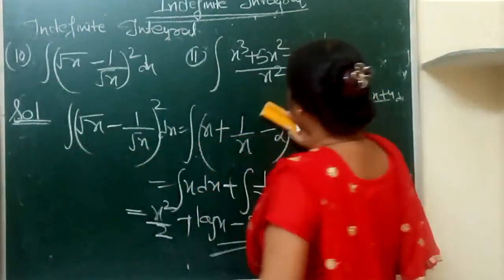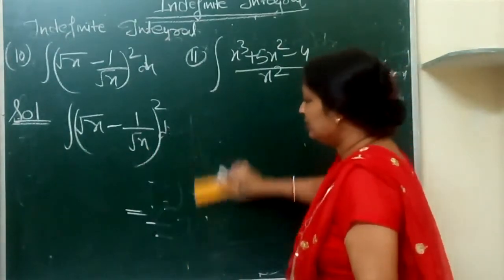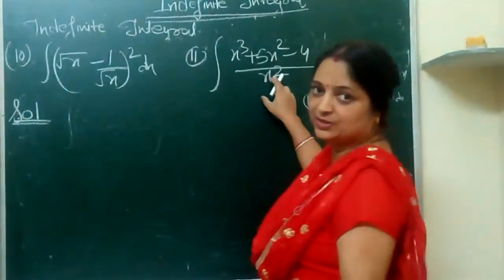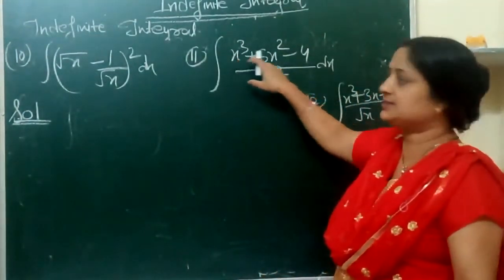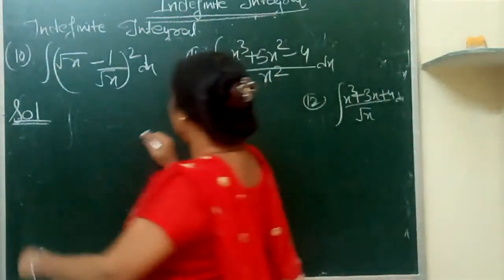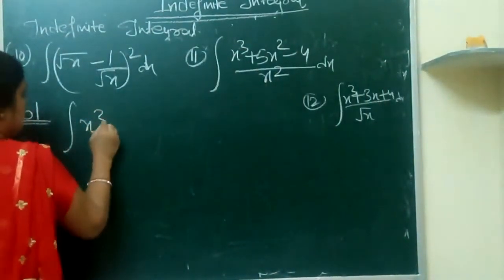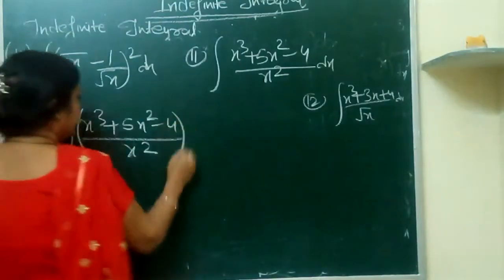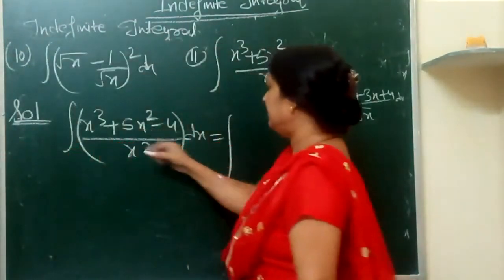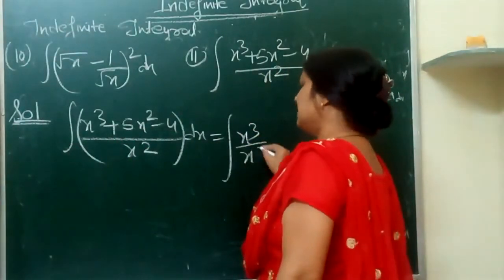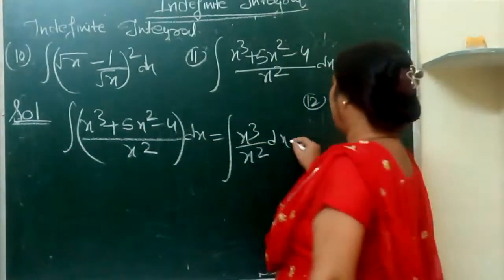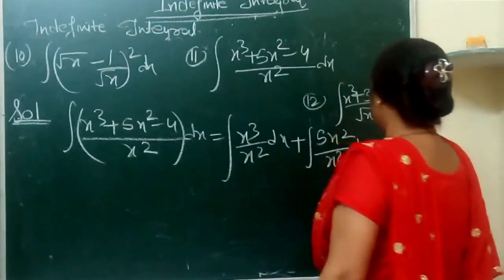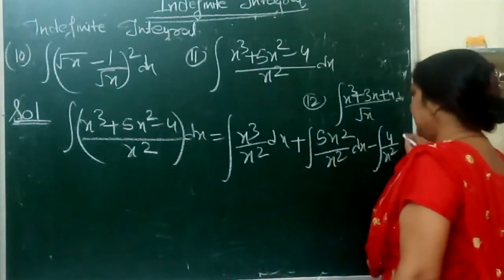Now we will solve question number 11. Question number 11 is the same. Here in the denominator x square is given. So we will open this bracket and divide each term by x square. So what will come here? (x cube plus 5x square minus 4) upon x square into dx. After that open the bracket: x cube upon x square dx plus 5x square upon x square dx minus 4 upon x square dx.